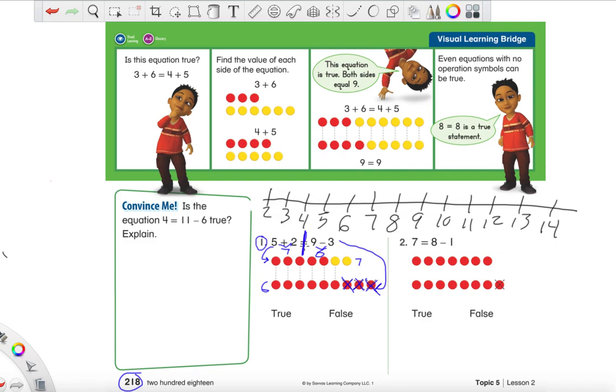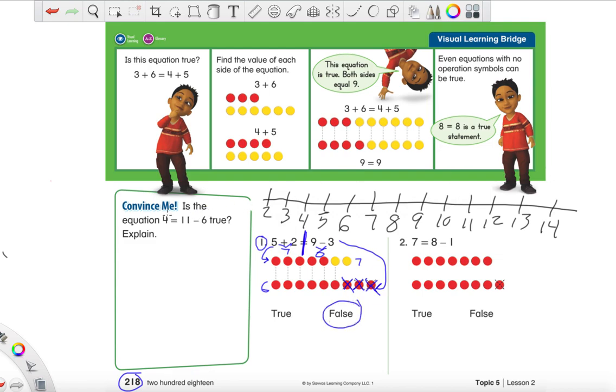Now, are these numbers the same on both sides of the fence? No, one is bigger than the other. So is this true that 5 plus 2 is the same as 9 minus 3? No way. So we circle false.